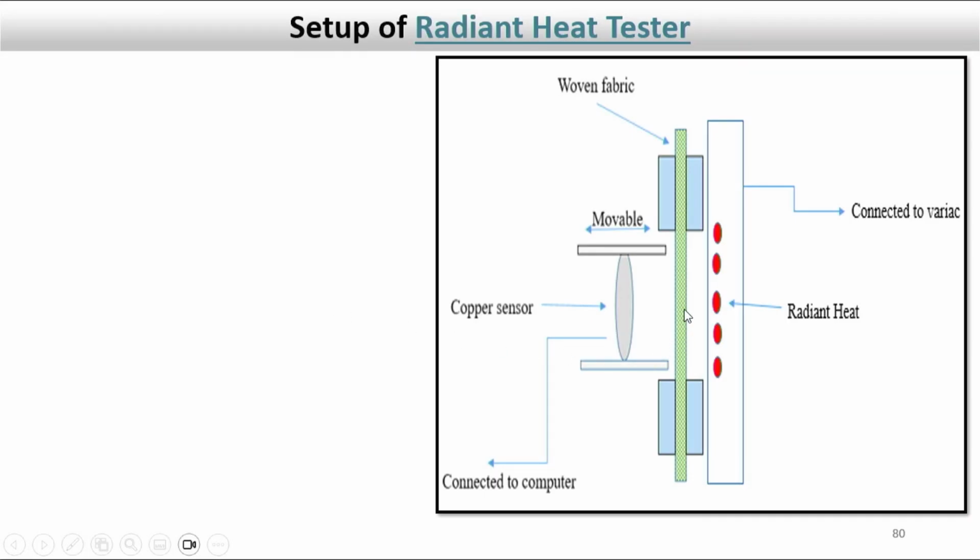Now, you can see that this is the copper calorimeter which is movable. We can change the distance from the fabric, air gap distance we can maintain, and the heat source is the radiant heat source, okay. And then the copper sensor calorimeter is connected with the computer to get the data, and here we can use different types of fabrics, woven, non-woven. Now, try to see the video.